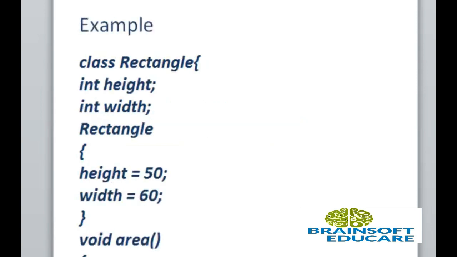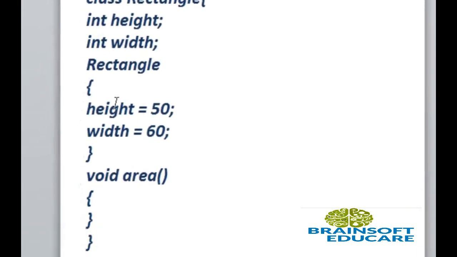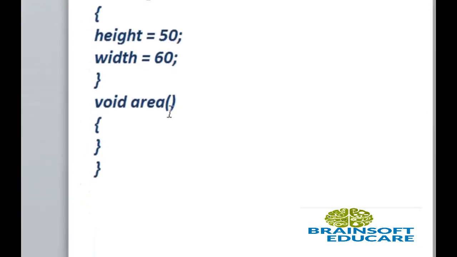Here is the example of a class. Here the class name is Rectangle. This is the instance variable. Here Rectangle is the constructor. We will discuss more about it in the next tutorial. Here area is the method.